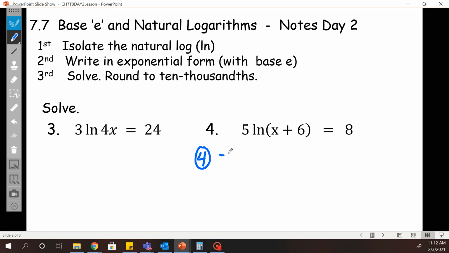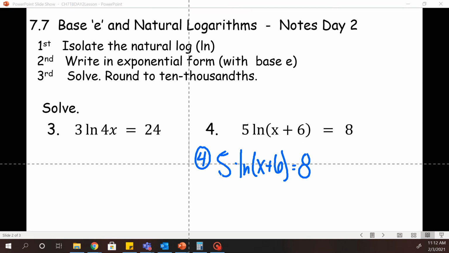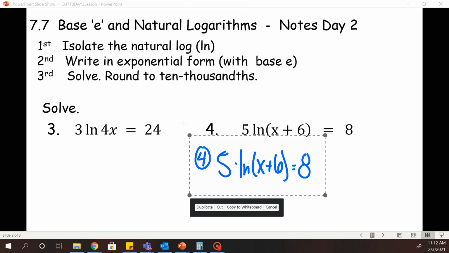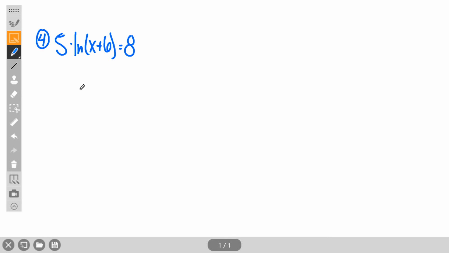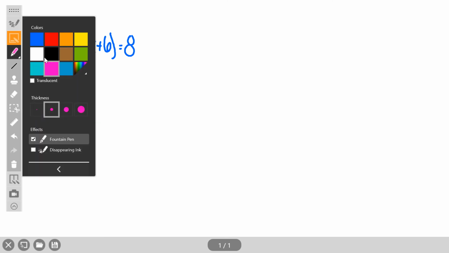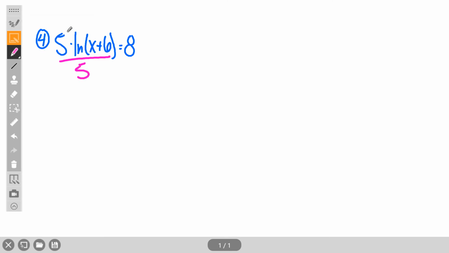Number 4, we have 5 times the natural log of x plus 6 is equal to 8. All right, so first we need to get the logarithm by itself. So we'll divide by 5 to get rid of that 5. That's natural log of x plus 6 equals 8 over 5. That can't really be simplified.